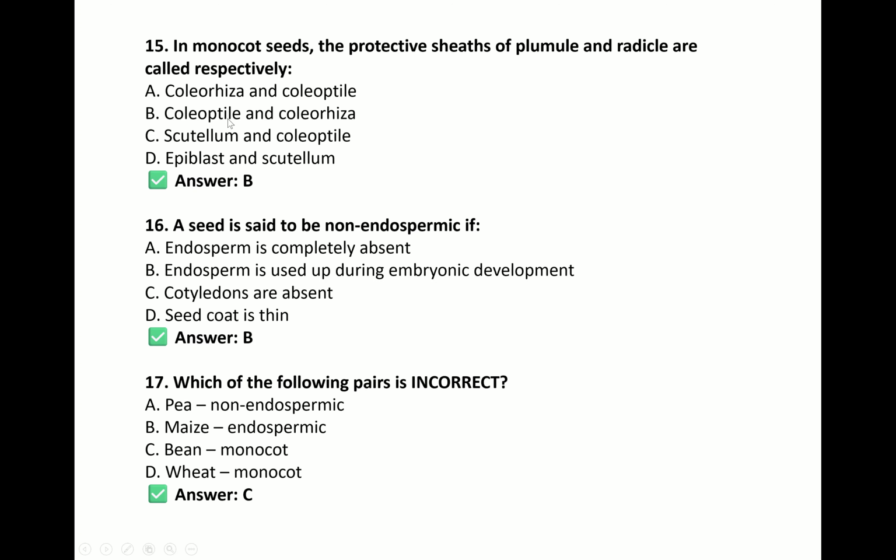So the sheets are called coleoptile and coleorhiza. The protective sheets, I've already mentioned this in the lecture. So the protective sheet which covers the plumule is called the coleoptile, and the sheet which covers the radicle is called the coleorhiza.